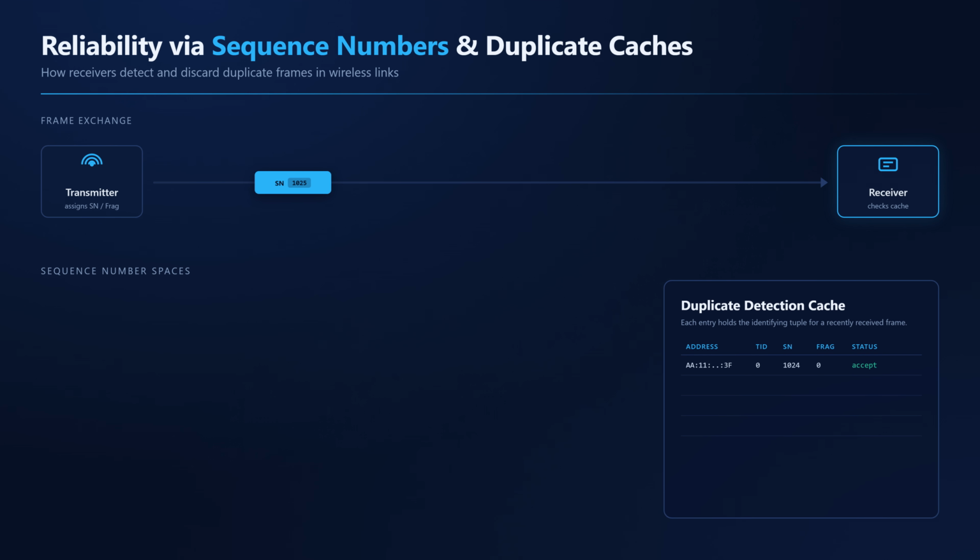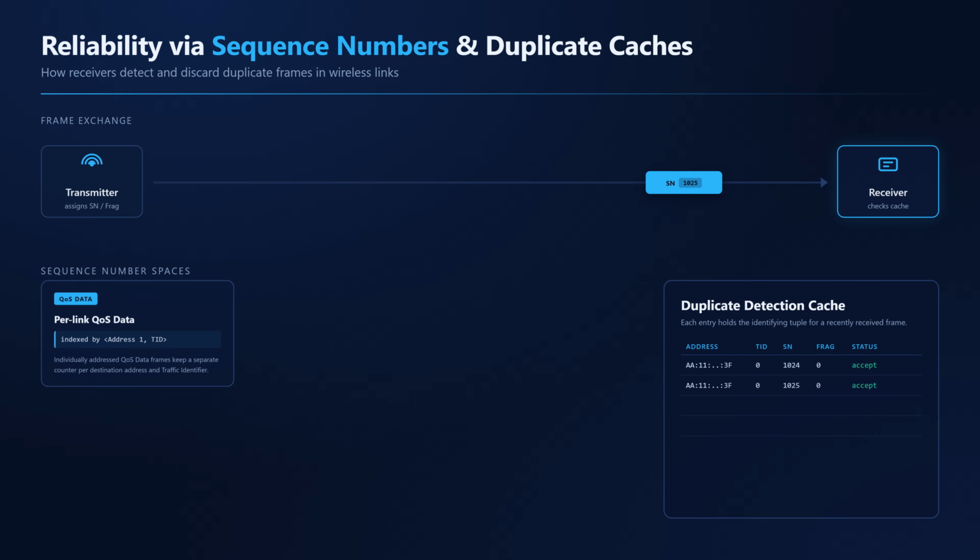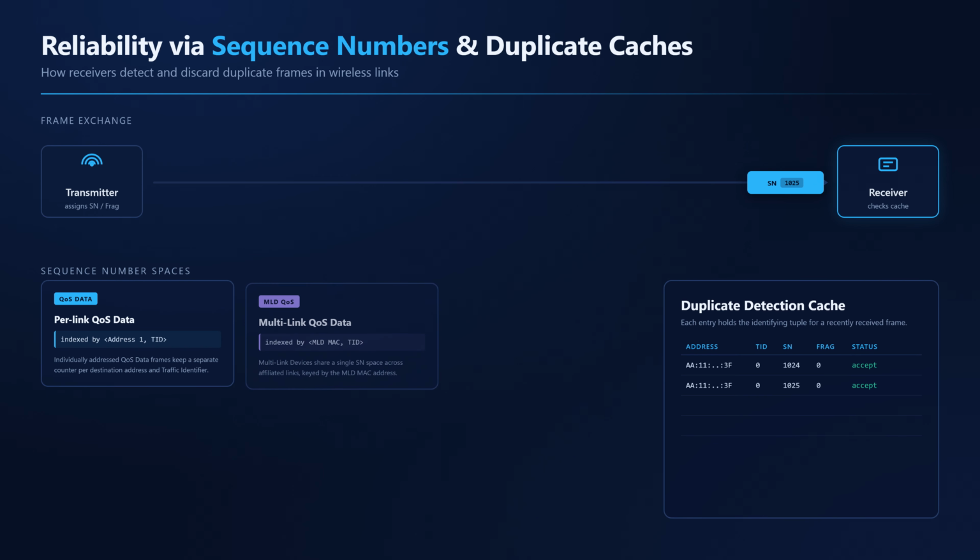Every frame sent across the air carries specific identifiers, including a sequence number and a fragment number, along with the source and destination addresses. When a frame arrives, the receiver checks these identifiers against a duplicate detection cache. This cache acts like a short-term memory, keeping track of the frames it already has seen.